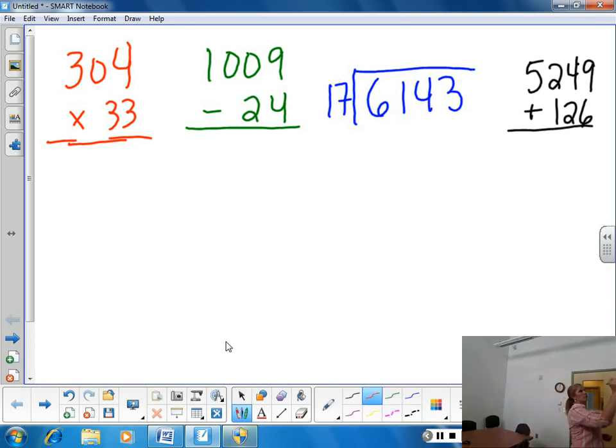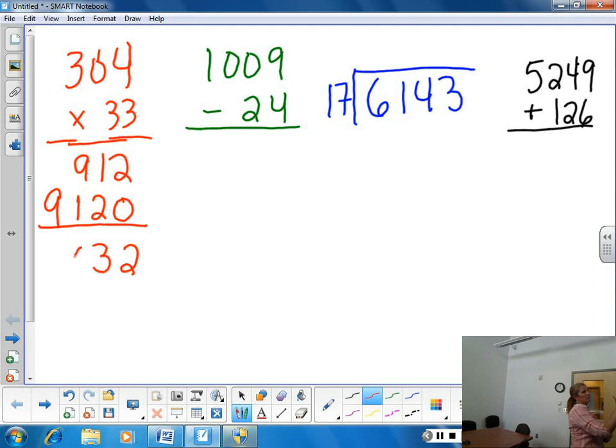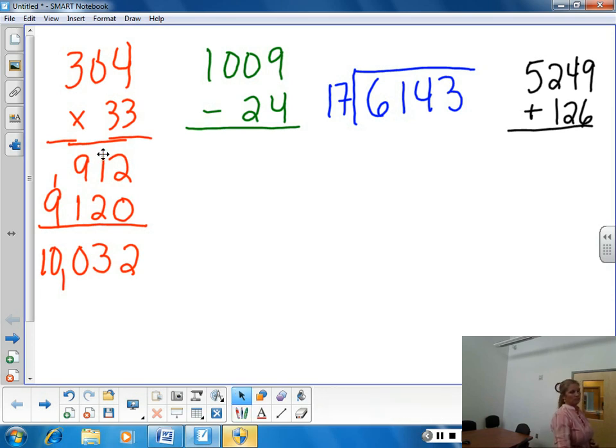3 times 4 is 12. I'm going to carry that 1, but I'm going to end up bringing it down. 3 times 3 is 9. You're multiplying by 3, but that's actually a 30, so you put the 0 in. Same thing happens again. 3 times 4 is 12, and you bring that down. 3 times 3 is 9. 10,032 for the multiplication problem.